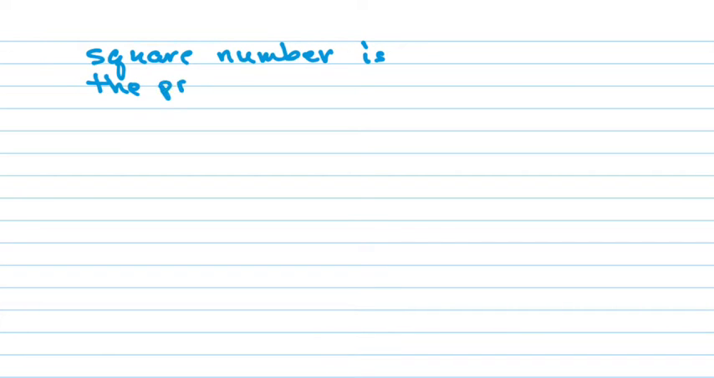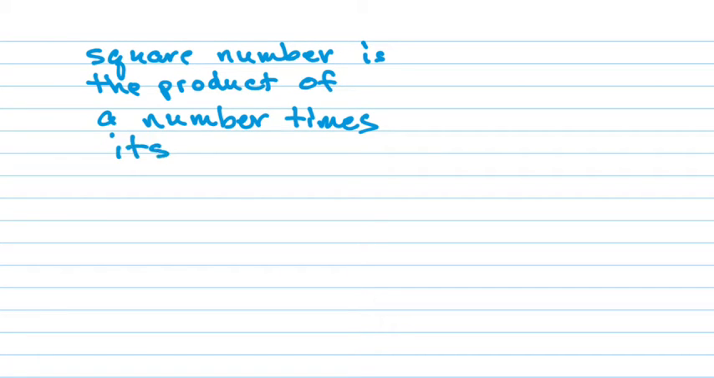So a square number is the product. Product means you are using what operation, guys? What operation is product? Multiplication. The product of a number times itself. And it doesn't matter what number, it's just a number times itself.